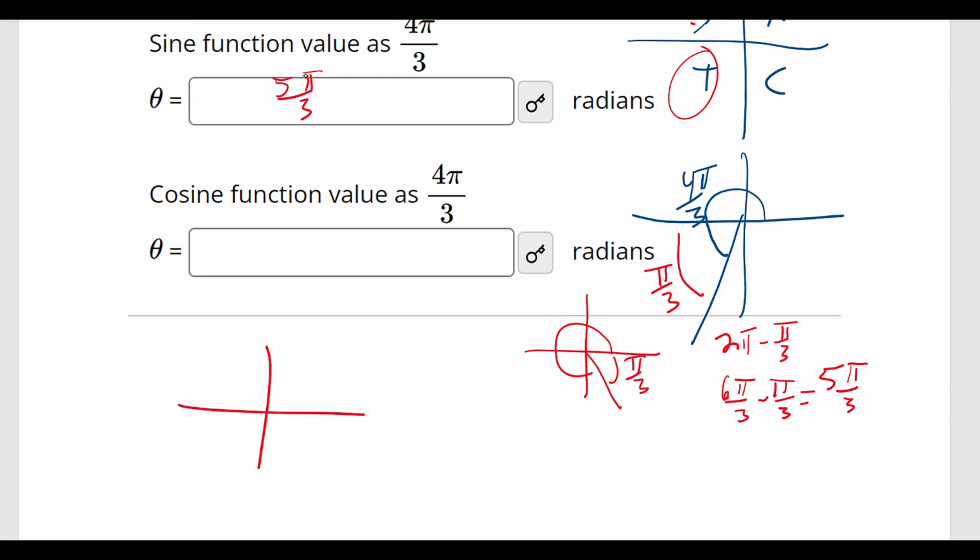And for cosine, it's also negative up here. So we need this other part. So pi minus pi over 3 is 3 pi over 3 minus pi over 3 to give us 2 pi over 3. So this is 2 pi over 3.